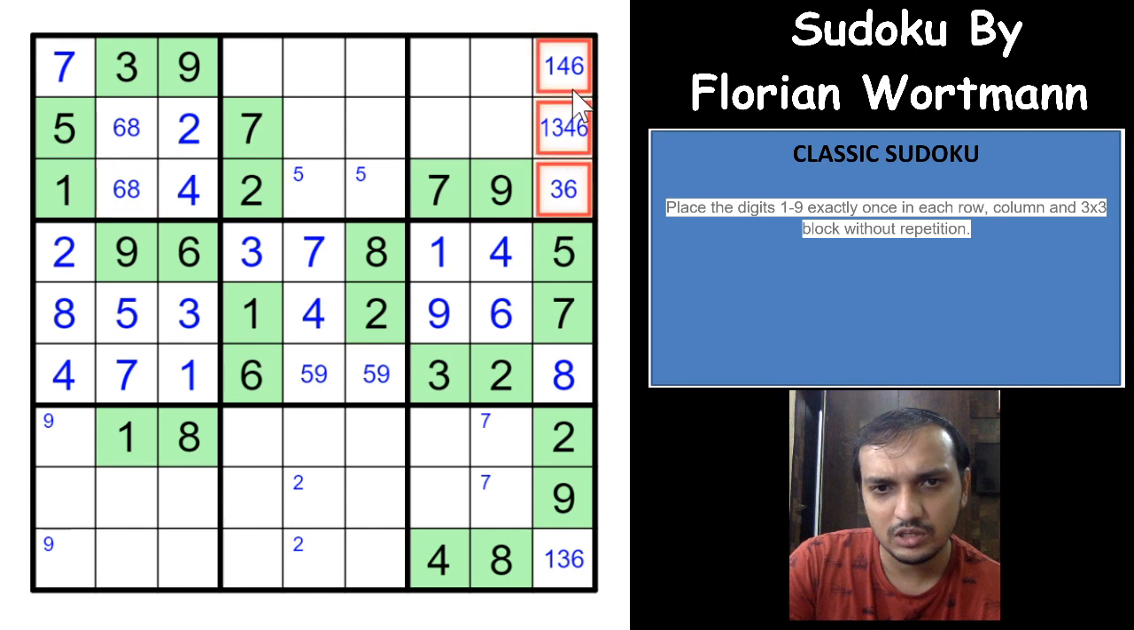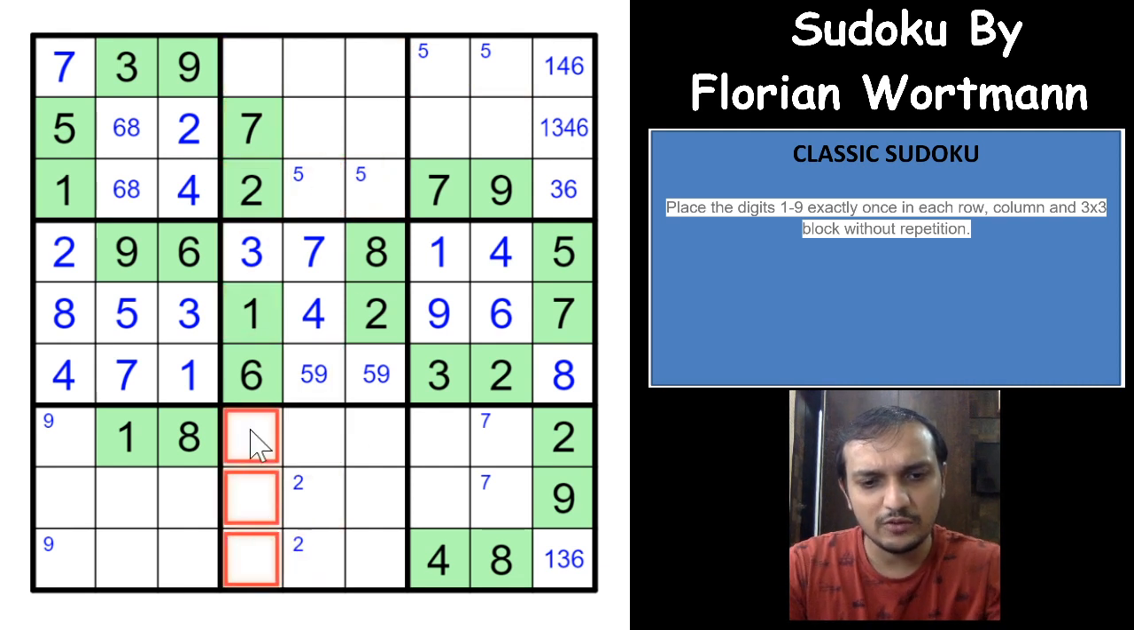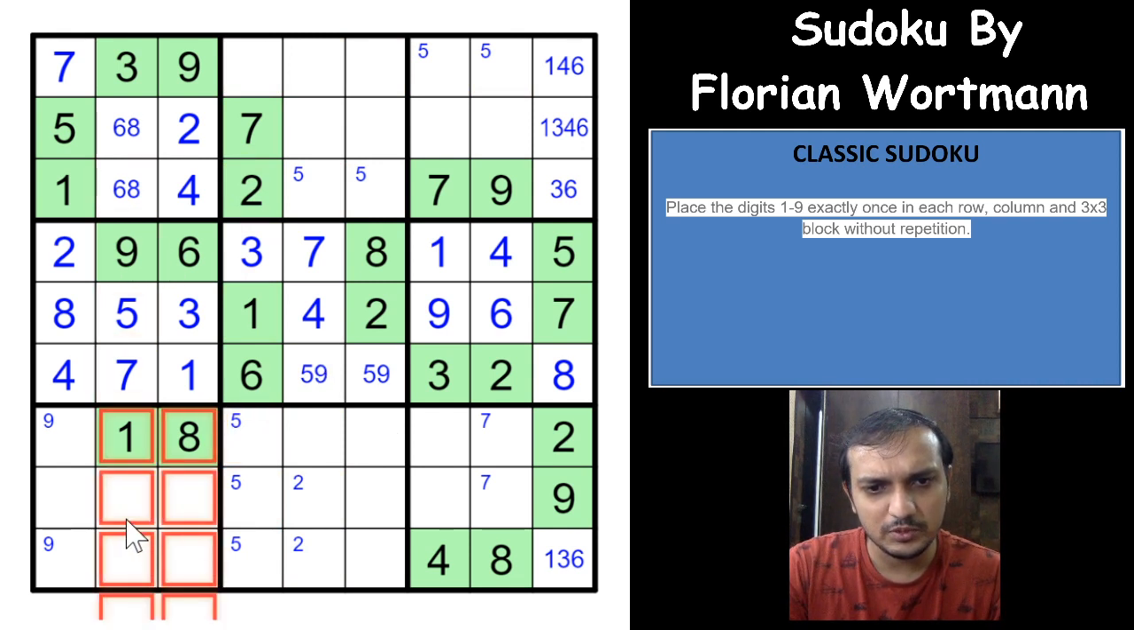Five cannot be here. Okay, so 5 would have to be in one of these 2 cells. That gives you a 5 in these 2 cells. So which means that in this column 5 would have to be in these 3 cells, right? Okay, we can mark possibilities here as well.